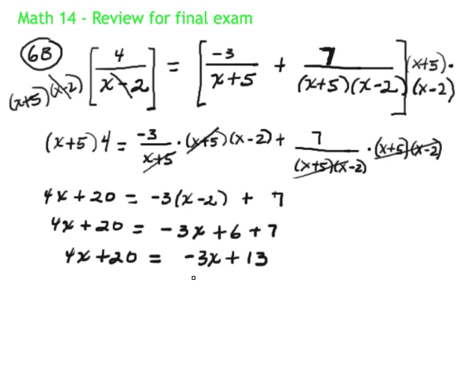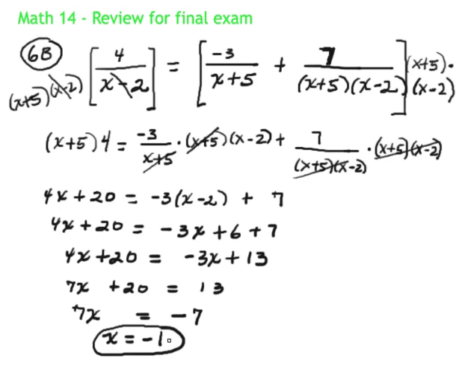And now we'll solve in the usual way. Let's add 3x to both sides. So we have 7x. And subtract 20 from both sides. 7x is equal to 13 minus 20. That's minus 7. Divide both sides by 7, and we have x is equal to minus 1. Now notice that minus 1 is not a 0 of any of these denominators. So minus 1 is a valid solution.